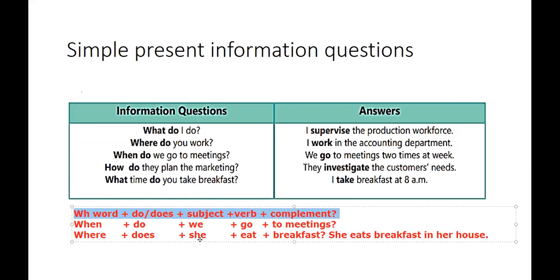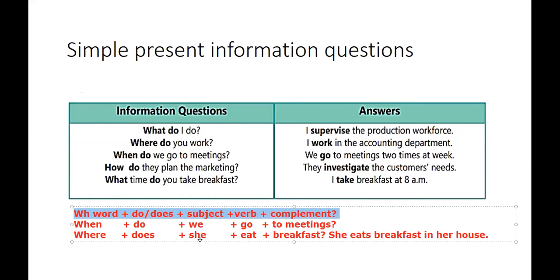Okay. ¿Ya escribieron la fórmula? Yes. Yes. Okay. Una observación, teacher. Yes.